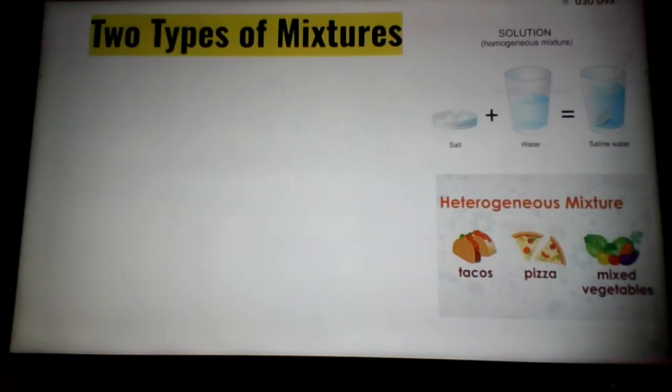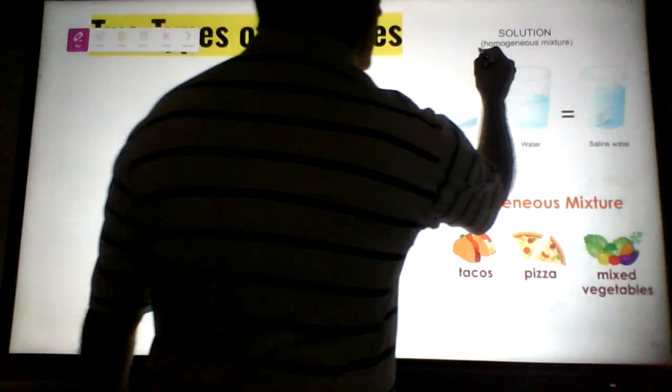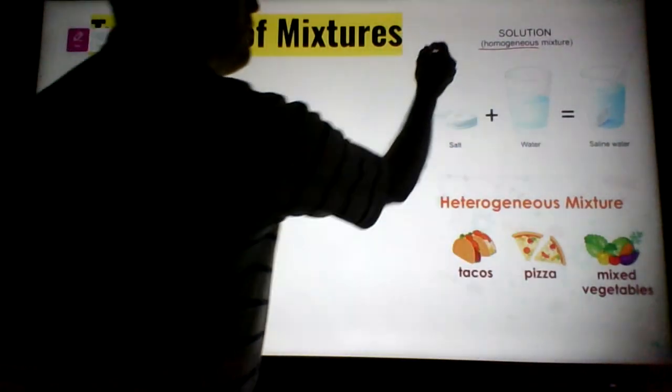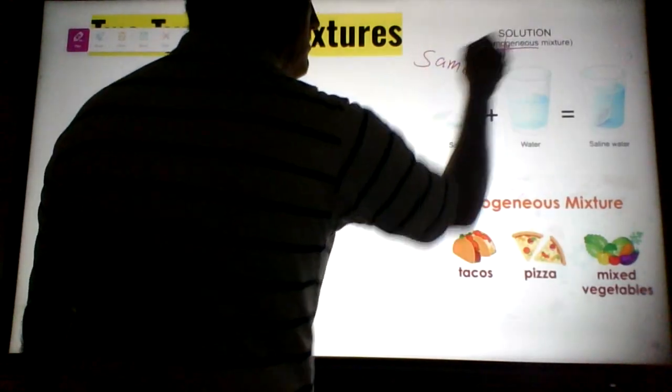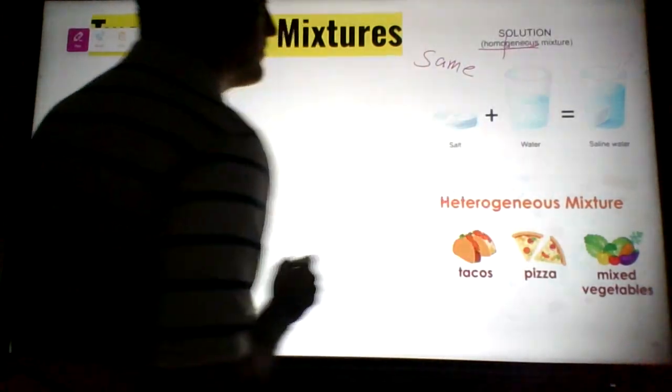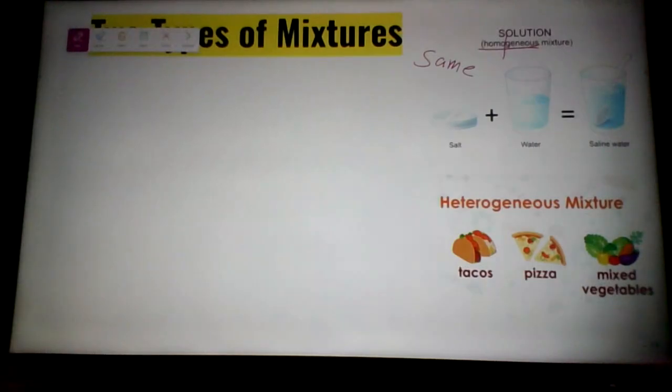Now, you see in the small print up there the word homogeneous. Right here, homogeneous mixture. That word means same. H-O-M-O means same, and geneous refers to the appearance. If I pick up that glass of salt water, no matter how I look, what angle I look at the water itself with the salt dissolved, I'm going to see the same thing.